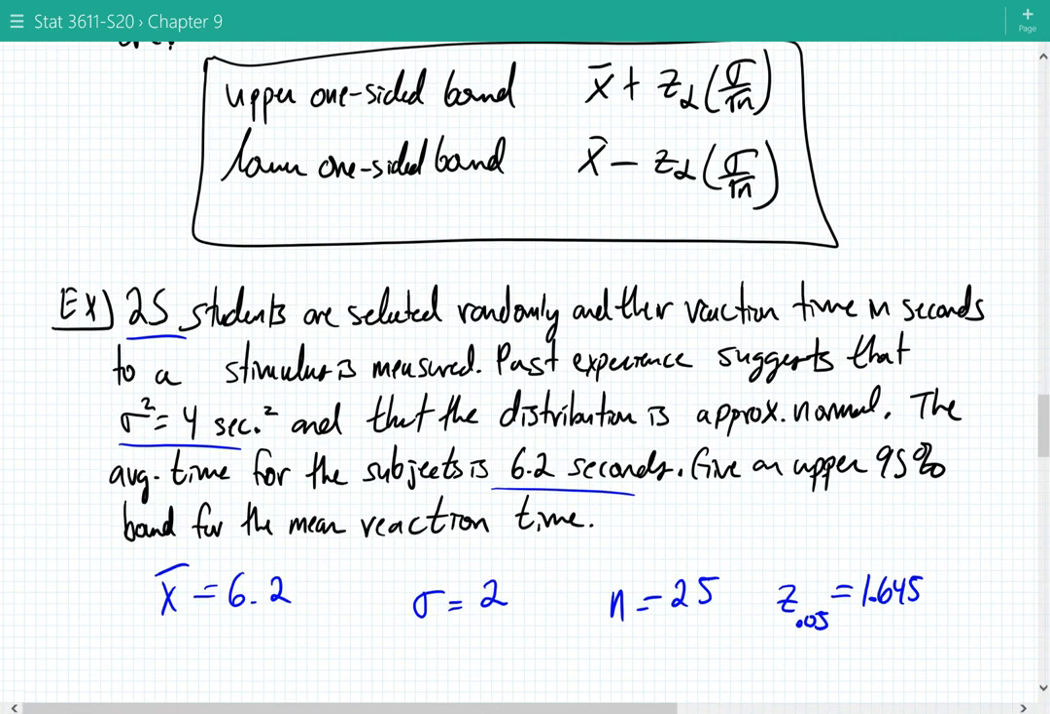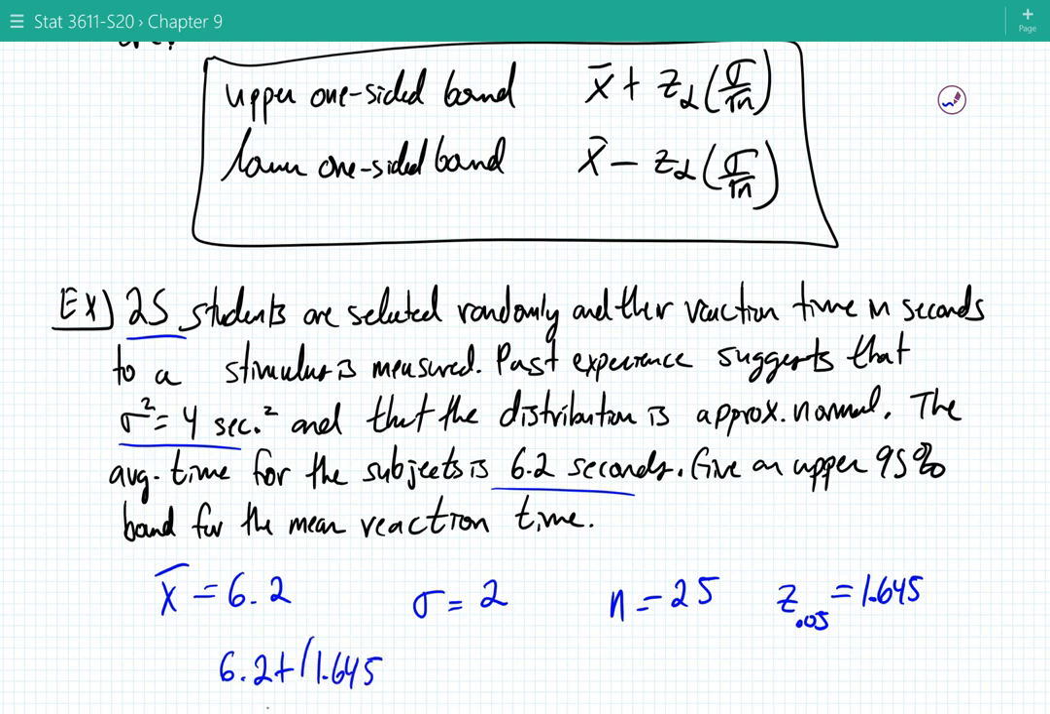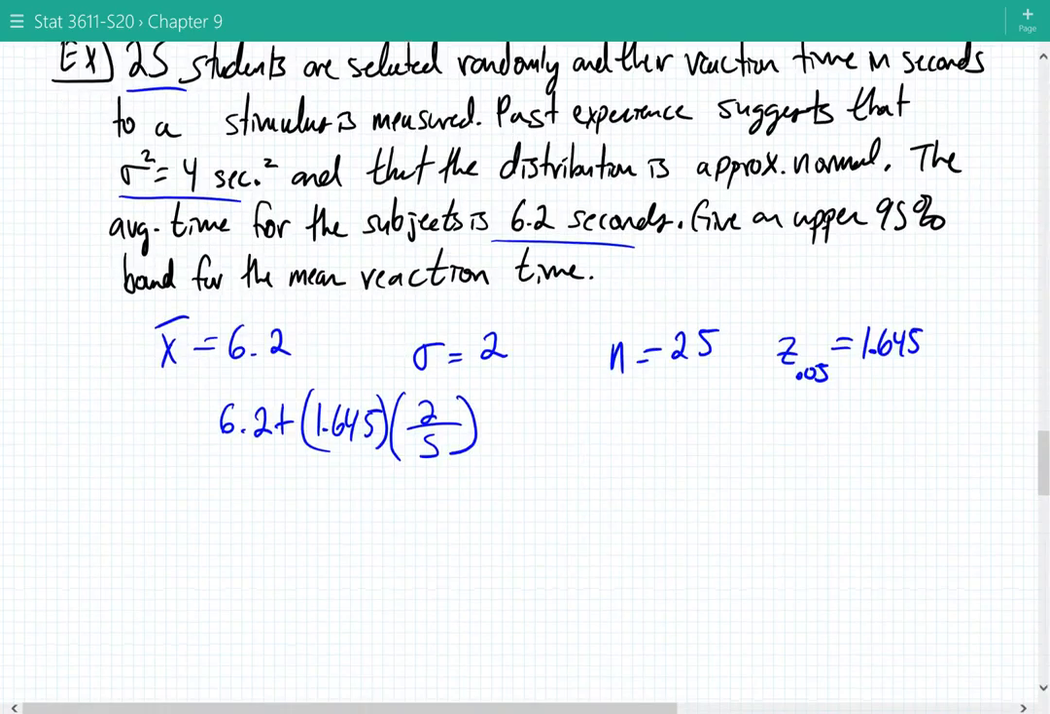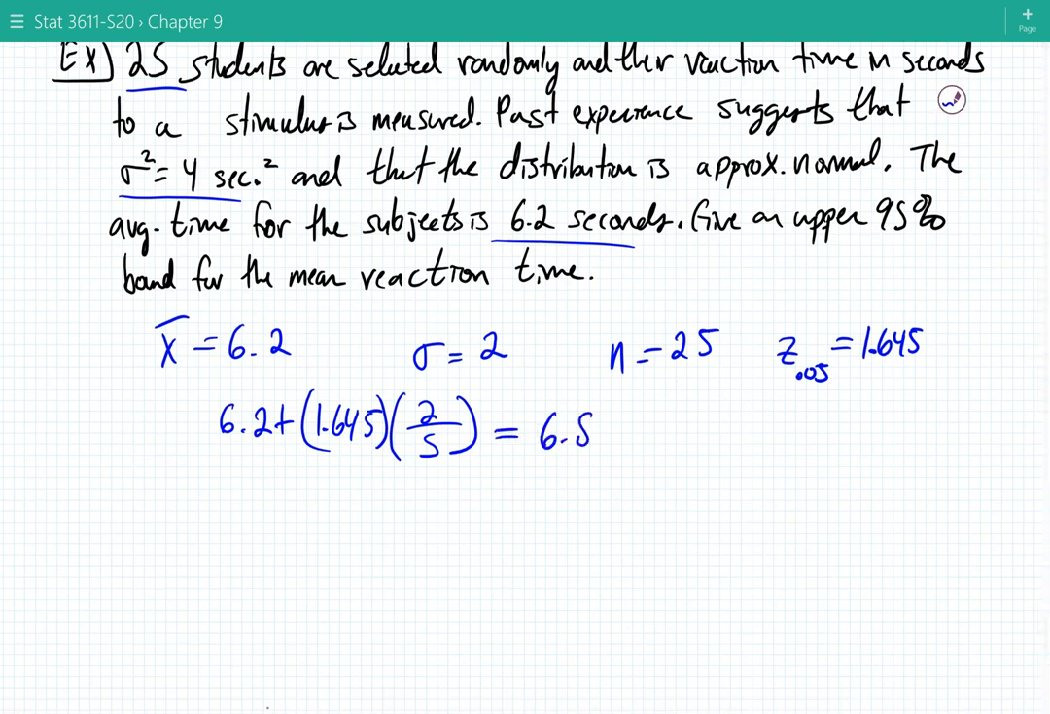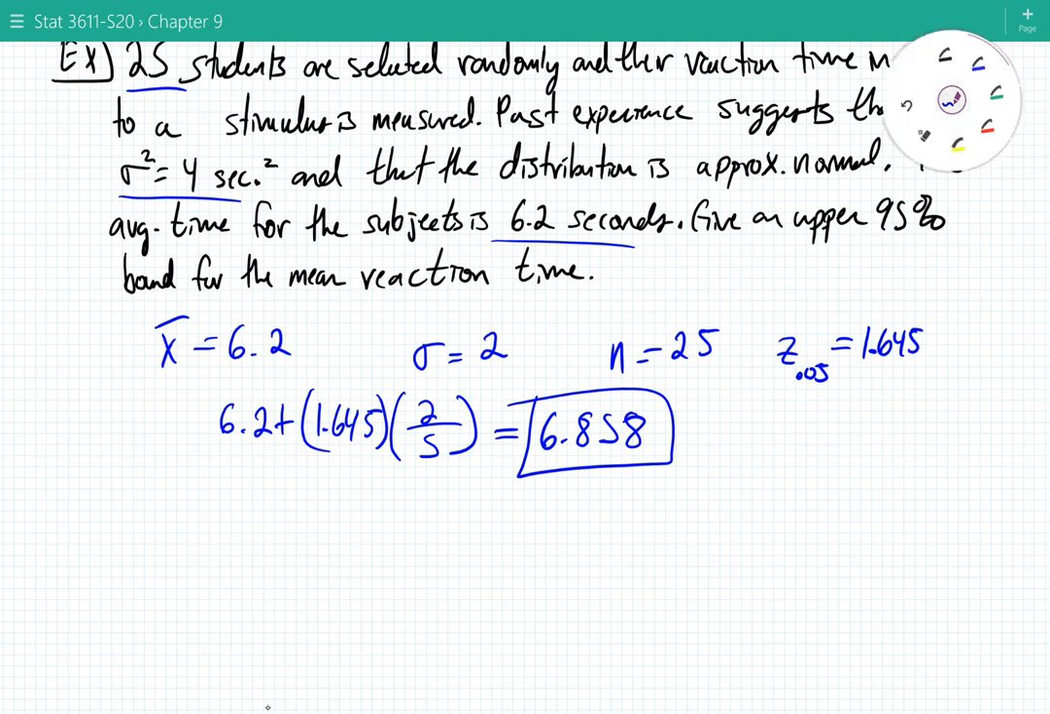So what's our upper one-sided bound? X bar plus z of alpha, 1.645, times sigma over the square root of n. What's the square root of 25? It's 5. There we go. Run that through a calculator, and that is 6.858. This is an upper bound for the 95% confidence interval on the mean.